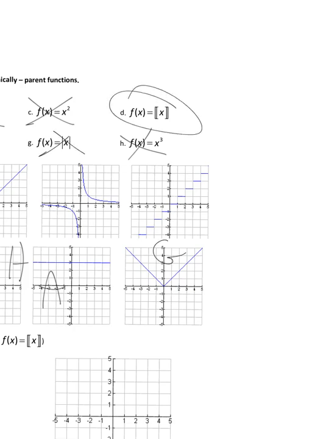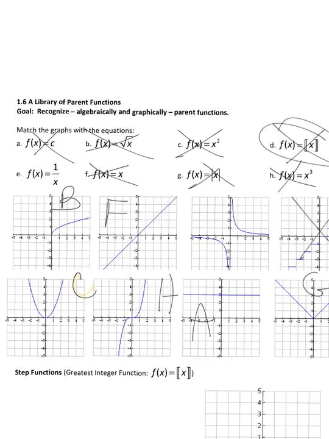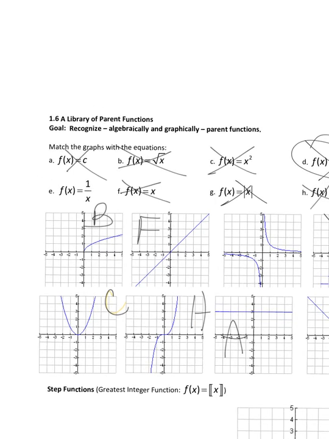D right here is the step function. Don't worry about that. We're not going to do that this year. And that leaves 1 over x, which is an inverse or rational function. So that would be e. And as x increases, y decreases. So we see as x is increasing in value, moving to the right, y is going down in value.